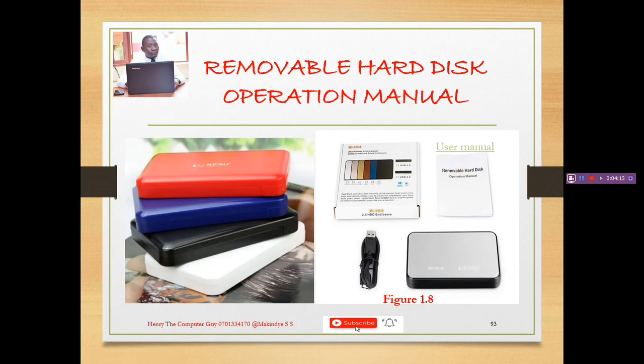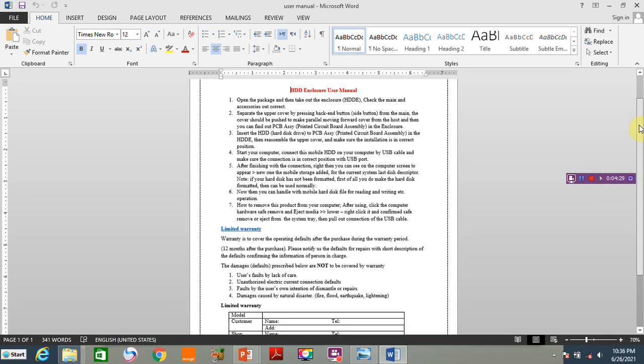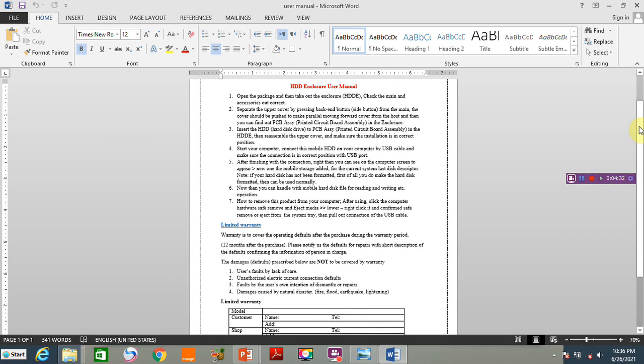Remember, it had too much information and it couldn't fit here, so I made a link to one of the user manuals that it had. And I typed it aside, so we are going to be using that user manual to understand everything that we need. So they are telling us that our HDD enclosure user manual, that was the heading. Point 1: open the package and then take out the enclosure. Check the main unit and accessories correctly. That means that we are going to open our package. You take out all the components or accessories correctly.